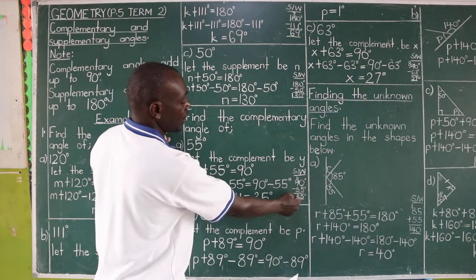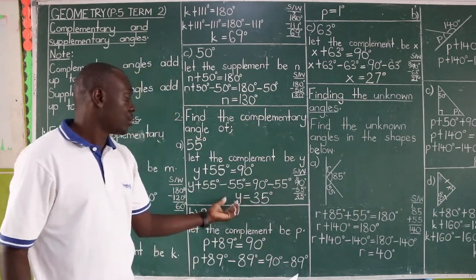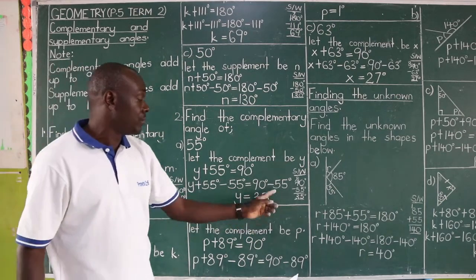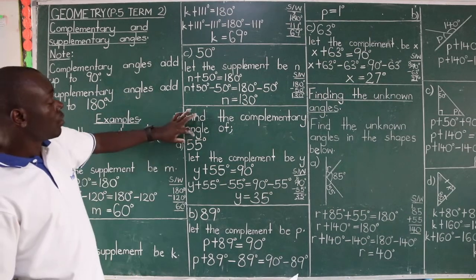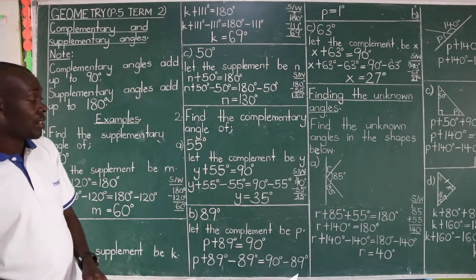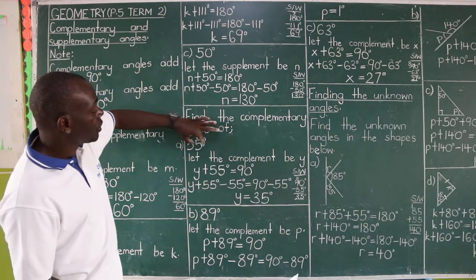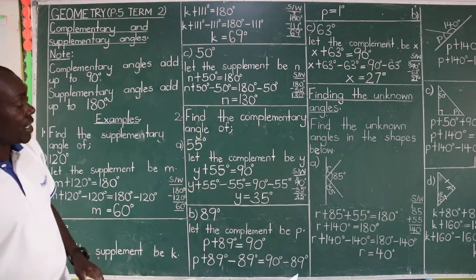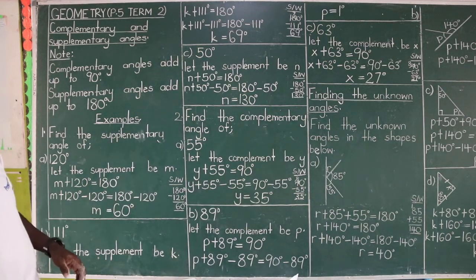Then 8 minus 5, you get a 3. So 90 minus 55 gets 35. So y equals 35. So y is equal to 35 degrees. So the complementary angle to 55 degrees is 35 degrees. Why? When you add this 55 and 35, we must get a 90. And complementary angles add up to 90 degrees.